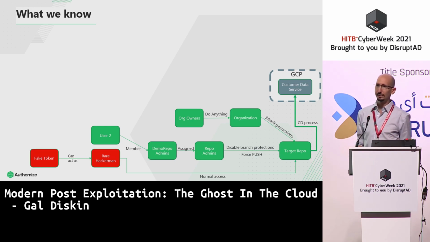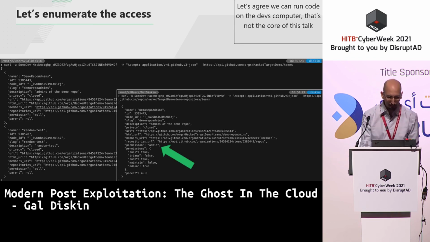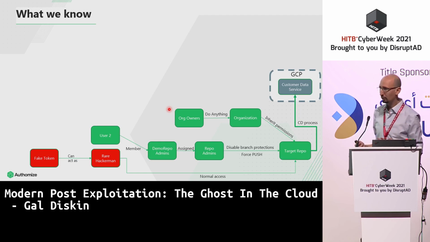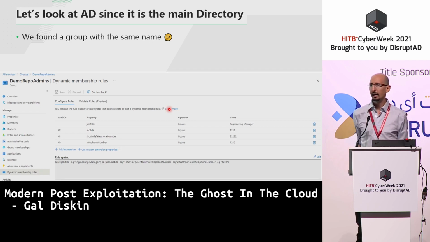So now what we know is that there is a group called demo repo admins that we found in the previous slide. Maybe I'll just make sure that you all saw it. This is the name of the group, right? So demo repo admins. So now that we know that we can get access if we can get assigned to this group. But how do we get assigned to the group?